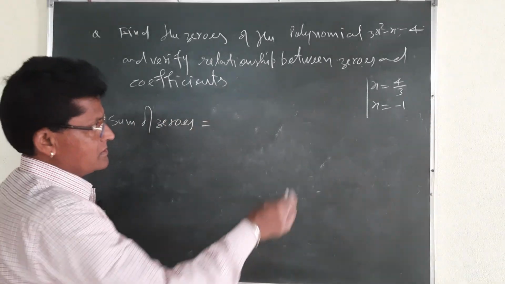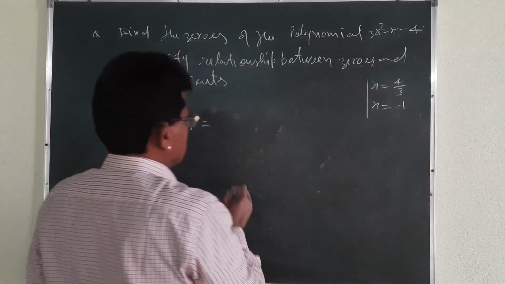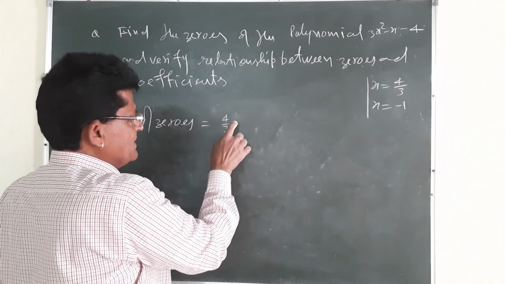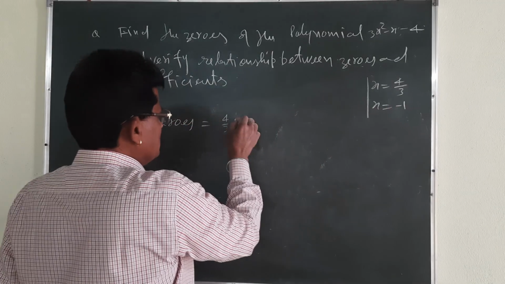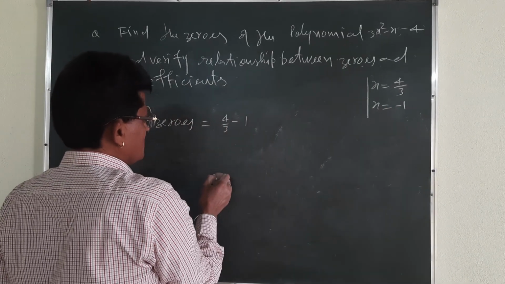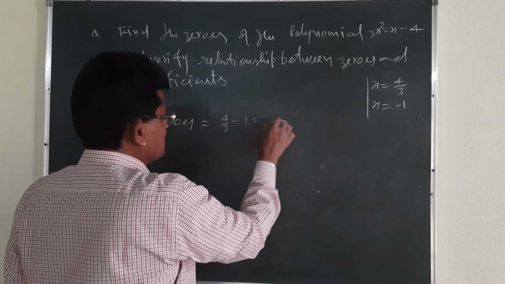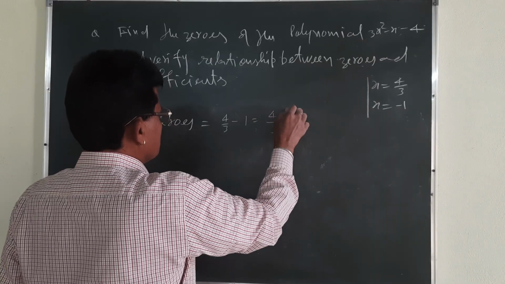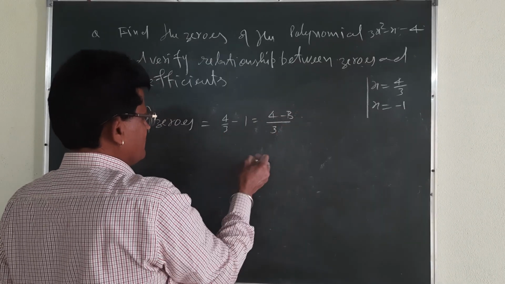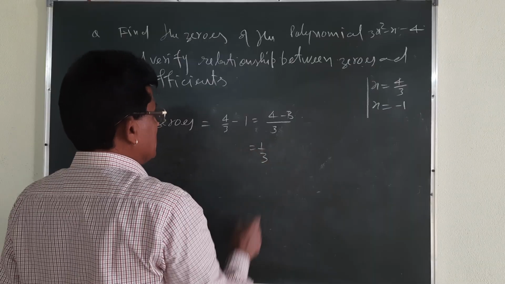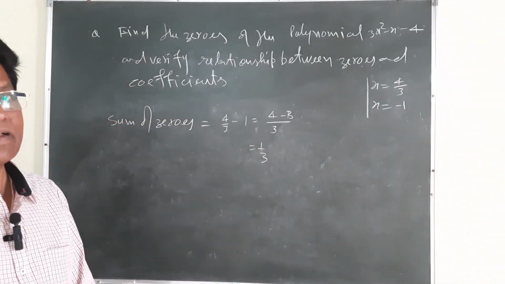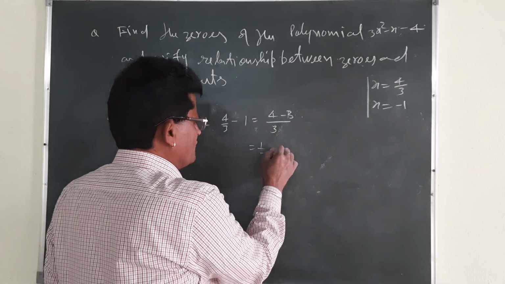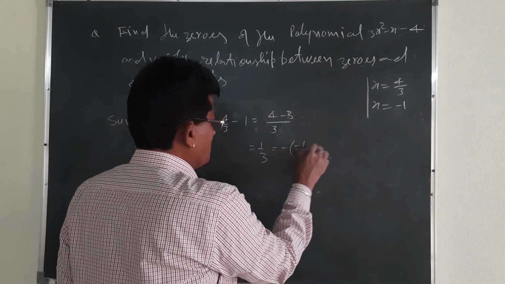Sum of zeros. See this one, 4 upon 3, that is the first zero, and let me take plus, but here it is given a negative sign, that is why I am taking it directly. It will be equal to, take the LCM of 3 and 4: 4 minus 3, it will be 1 by 3, and 1 by 3, you see, you take a little change of it, minus 1 upon 3.